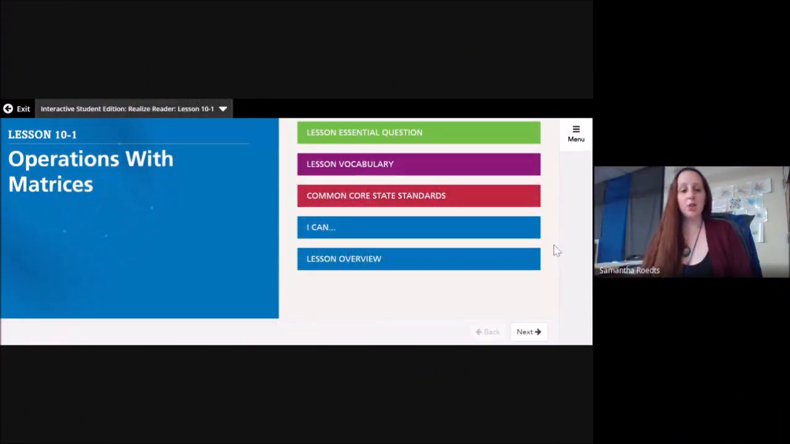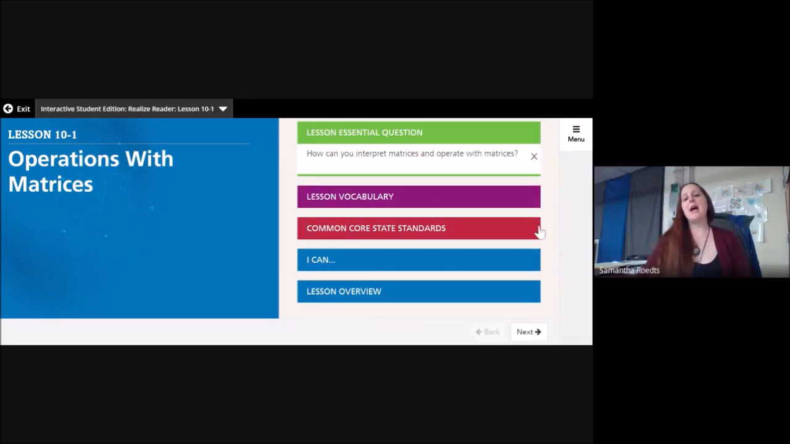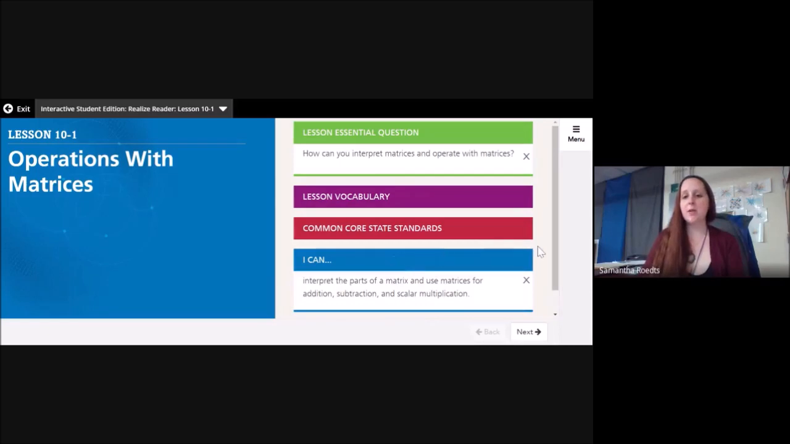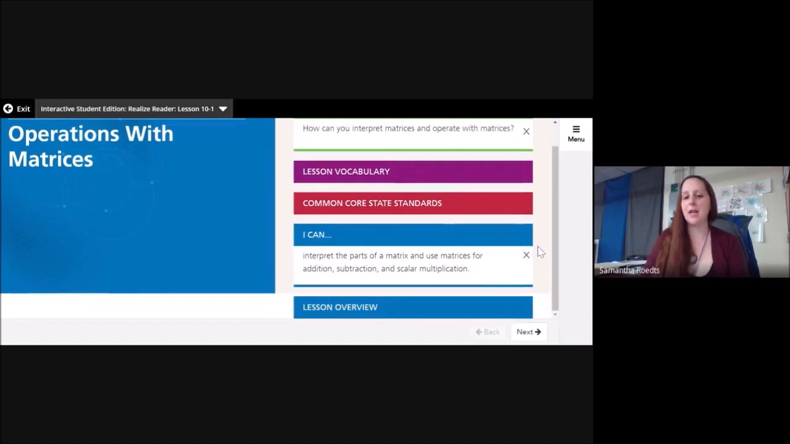All right, this is Unit 10, Lesson 1, Operations with Matrices. Our lesson essential question is, how can you interpret matrices and operate with matrices? At the end of this lesson, you'll be able to interpret the parts of a matrix and use matrices for addition, subtraction, and scalar multiplication.